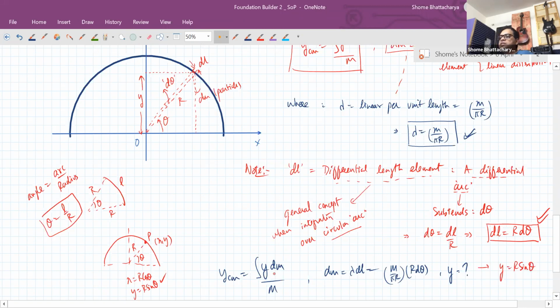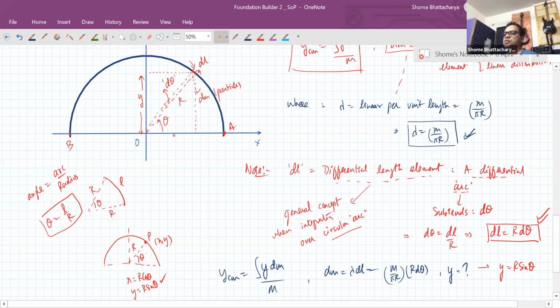Now you can see everything that we are substituting in the integration is going to be in terms of theta. So we will be able to complete the integration. And we have to complete this integration for all the particles lying at this point. So let's call this point A, right up to this point. So let's call this B.